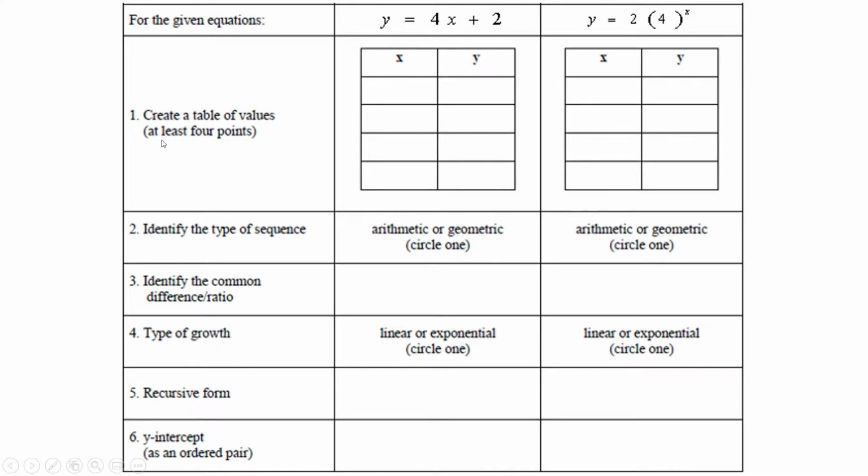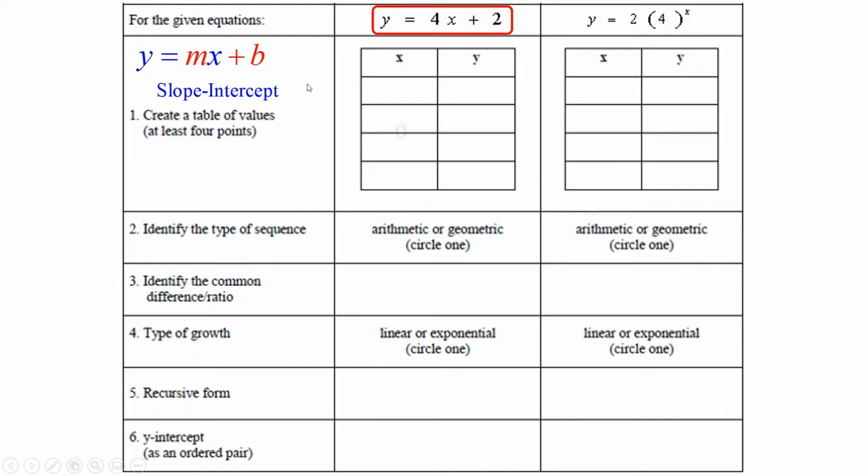So number 1, create a table of values with at least 4 points. Now, you could use any 4 points you want in this table that are represented by this equation right here. But let's keep it as simple as possible. That equation, well, that's slope-intercept form of a line, right? Which is just y equals mx plus b. Y equals m times x plus b. All right? So you know your slope and your y-intercept right here.